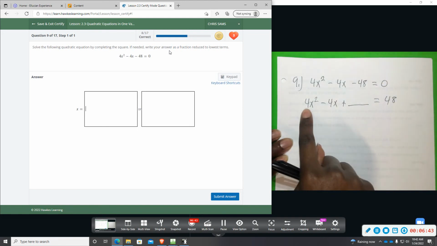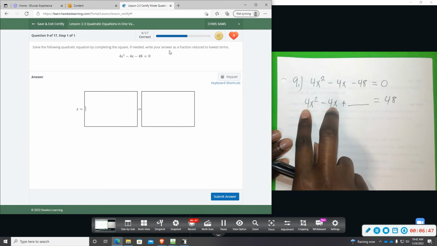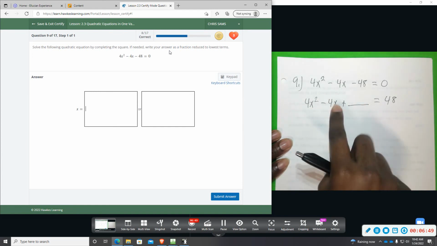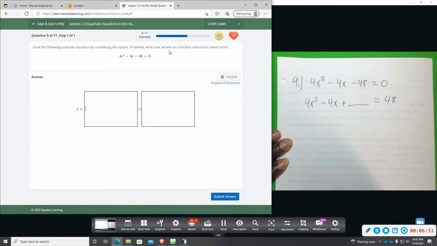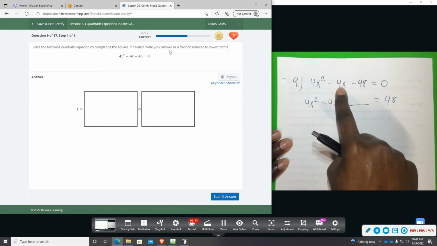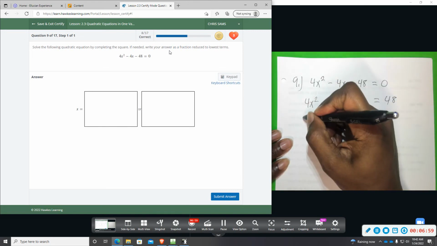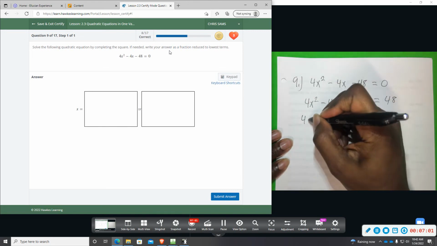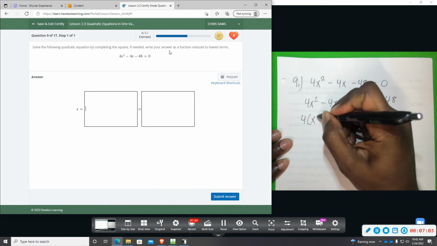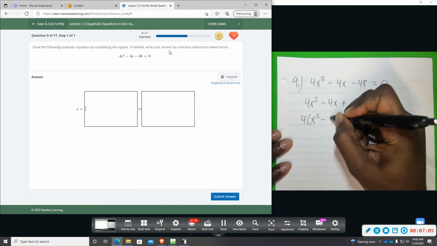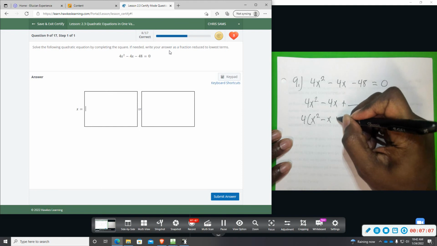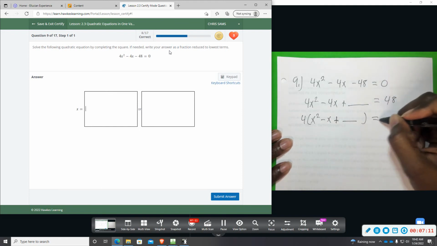Now, here's the problem. This needs to be a 1. So what I'm going to do is factor out a 4. So you pretty much have to divide everything by 4. Even if it's not evenly divisible by 4, you would have to divide that by 4 to get rid of that coefficient in front. So I'm going to have 4 on the outside, and this is going to be x squared minus x plus blank space, because I'm going to add something there, and then equals 48.